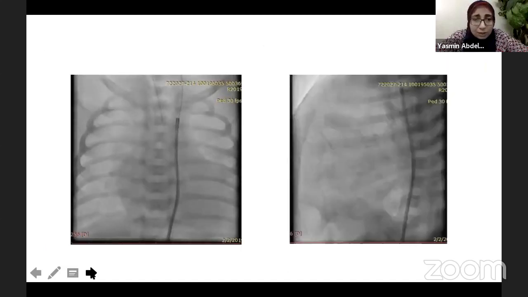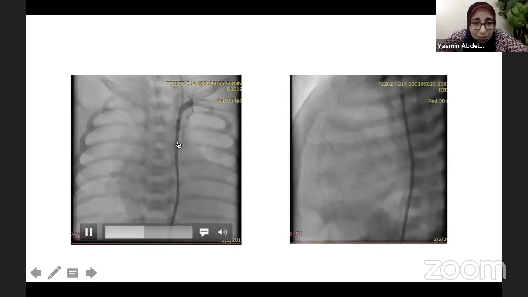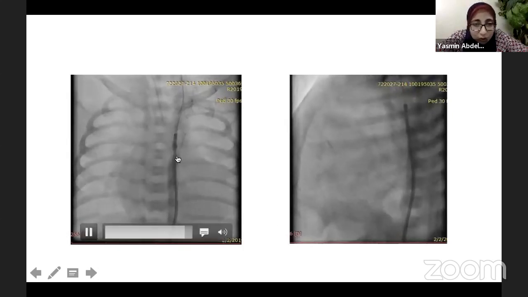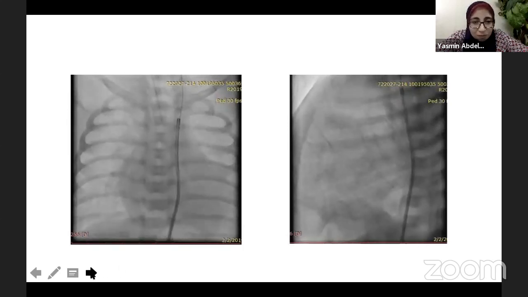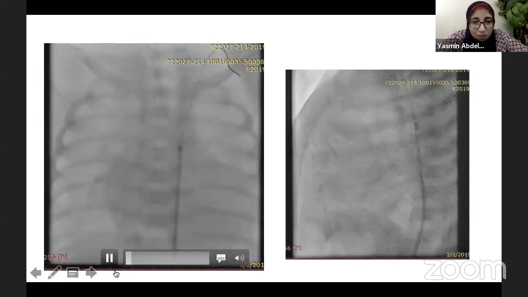this coarctation. That was how it looked. It is a long segment. This is the subclavian artery. And here you can see a long segment of aortic coarctation. It's not a focal narrowing. We used another balloon, and that was the end result that we had.